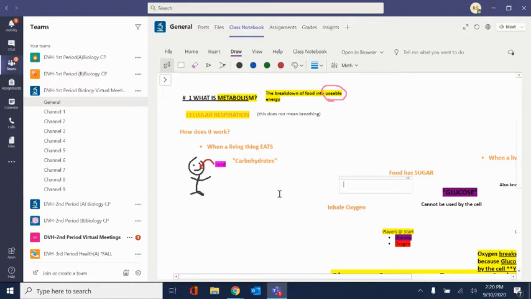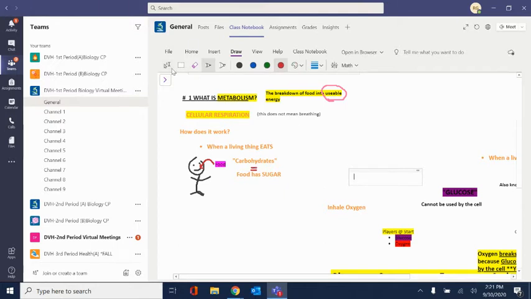Carbohydrates are in all of your food. It just depends how much carbohydrates are in your food. Another word for carbohydrate, or a type of carbohydrate, is sugar. So carbohydrates are the same thing as sugar. Carbohydrates equal sugar. Hopefully that looks like an equal sign.